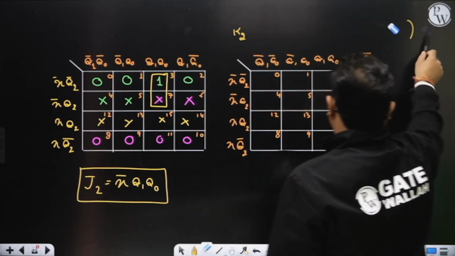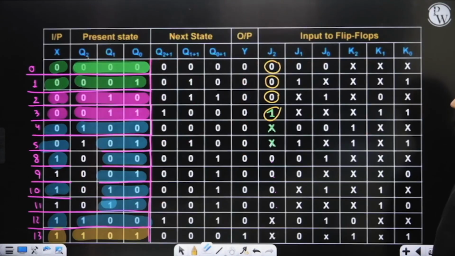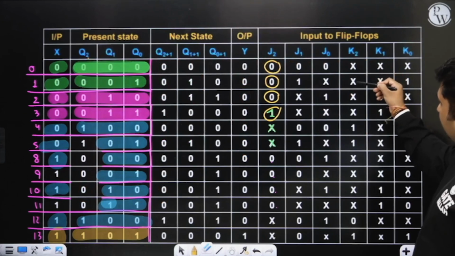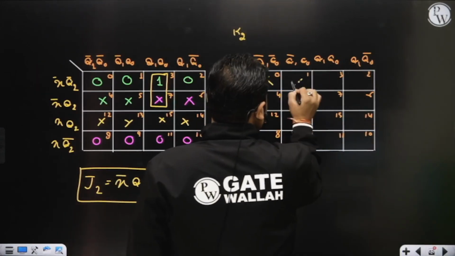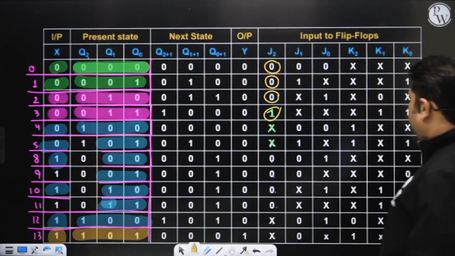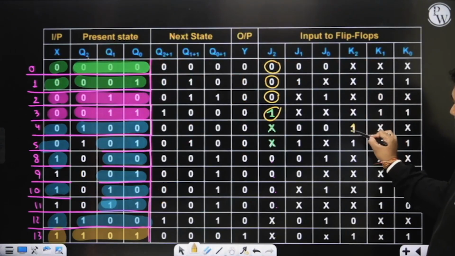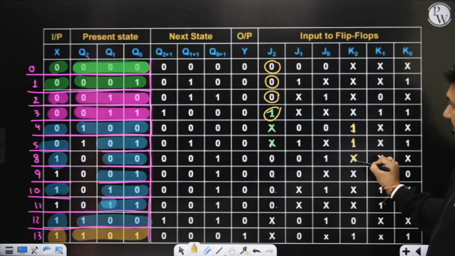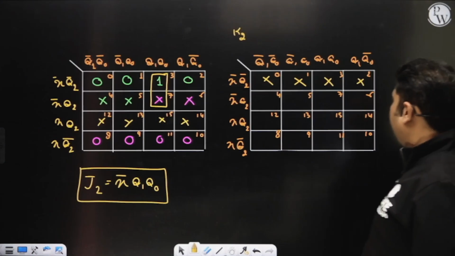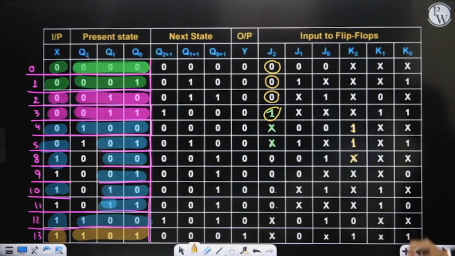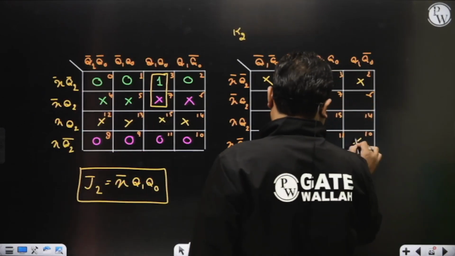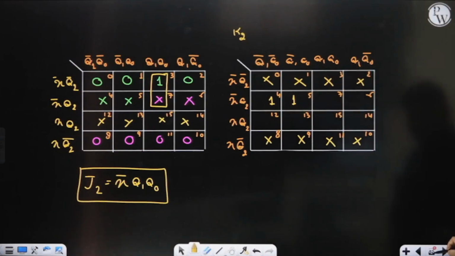What about K2? I'm going to write directly. 0, 1, 2, 3 are don't care. Then 4, 5 are 1. 8 is again don't care. 9, 10, 11 are don't care.